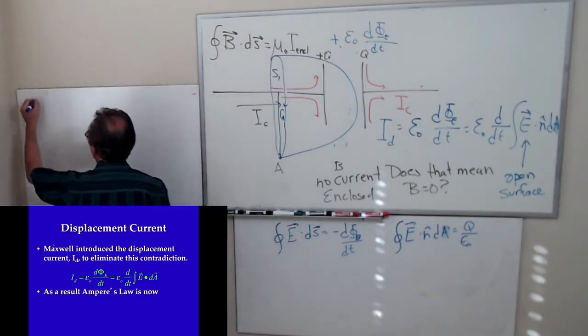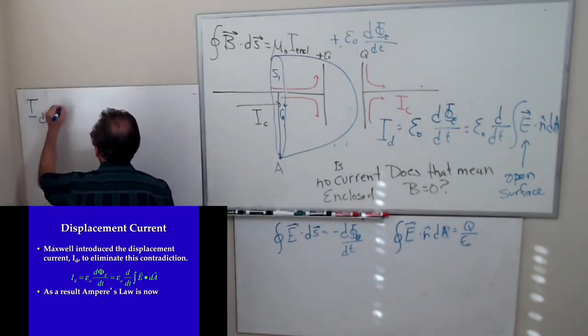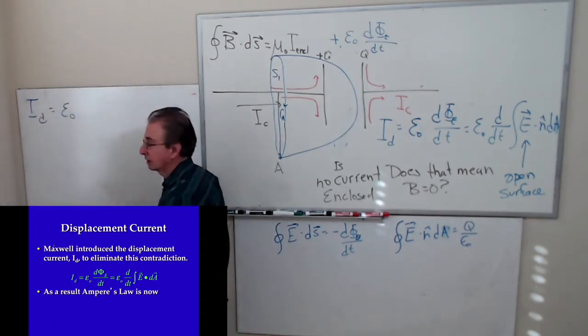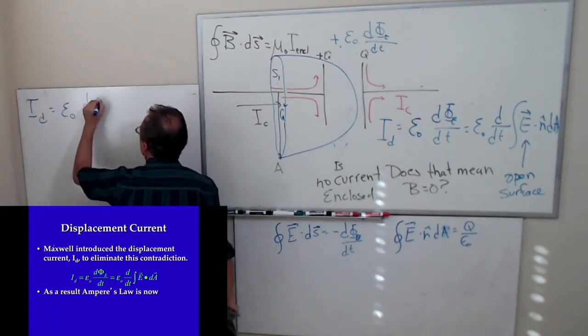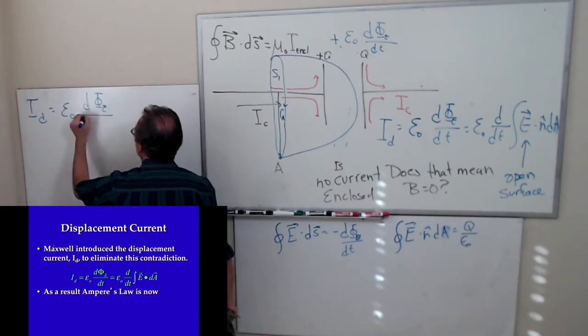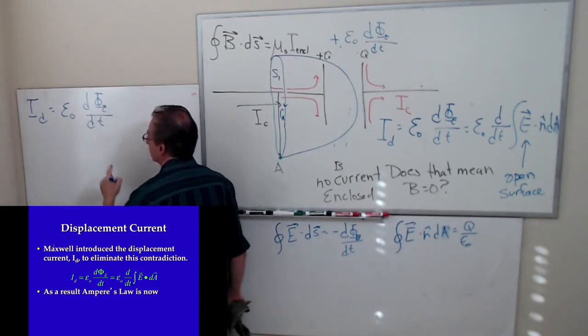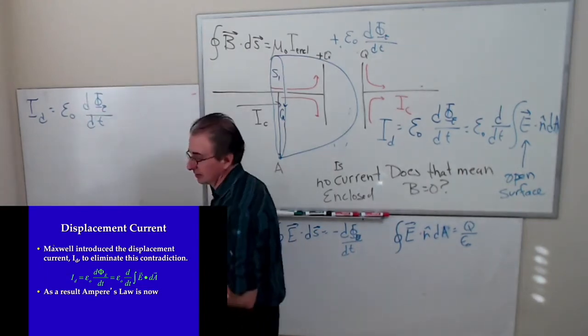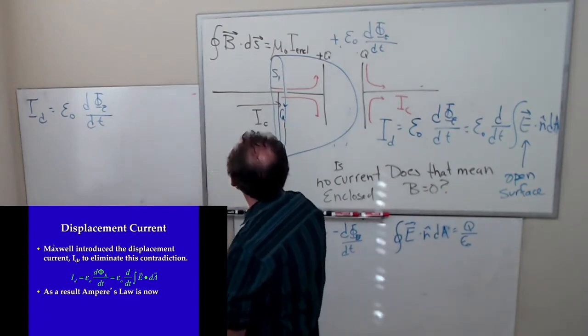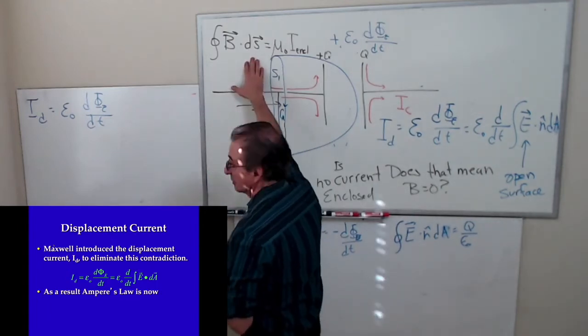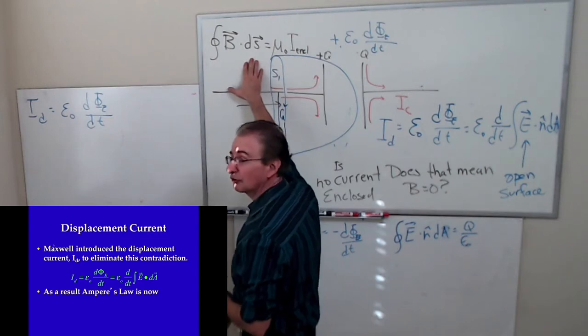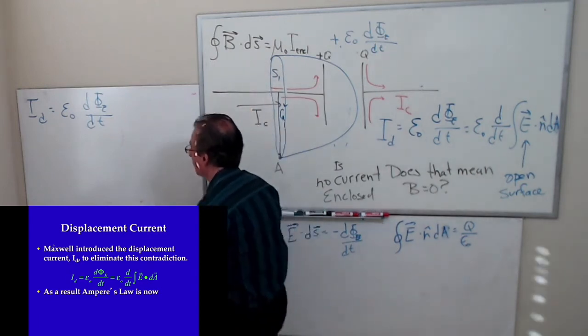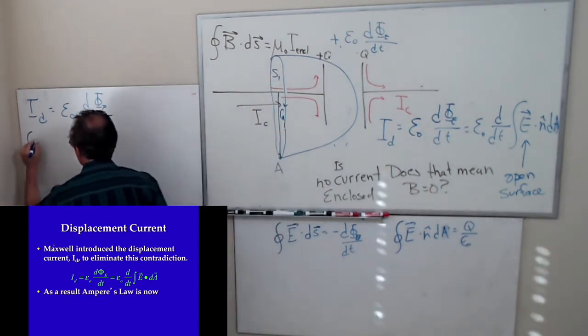And so we call it I sub d equals epsilon naught d phi sub e over dt. We call it the displacement current. And this correction eliminates the contradiction that we have with the original version of Ampere's law. So that now Ampere's law looks like this.